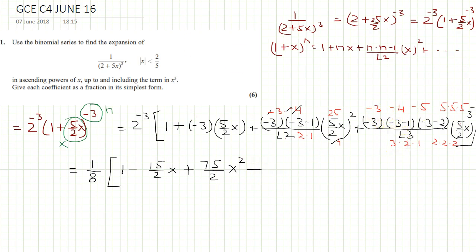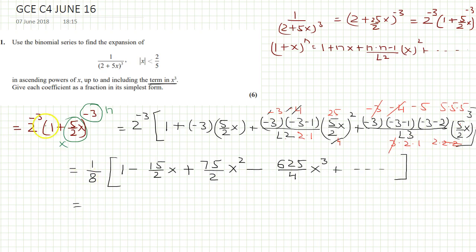Now we have 3 and 3 cancel, 2 times 2 is 4 cancel. Now we don't have any. This is 5 times 5, 25 times 25 is 625 over 4 x cubed, plus... up to x cubed. So we are not going to write more terms.